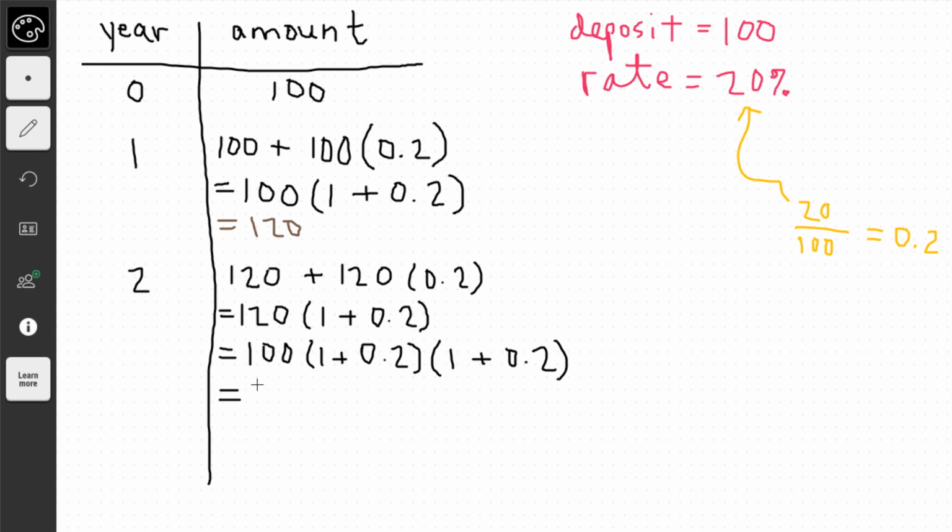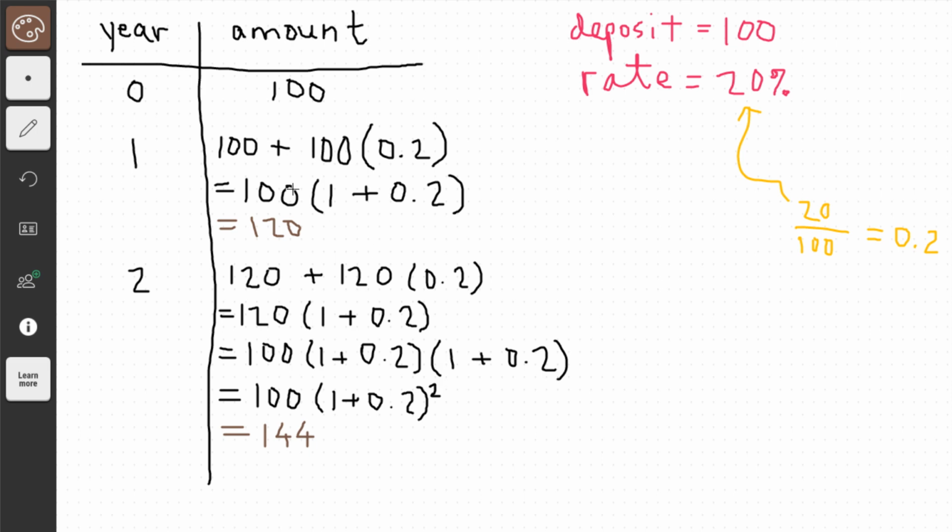Now, you've probably seen a situation like that before, where we multiply a number by itself, and there's a more efficient way of writing it. Instead of writing a number multiplied by that same number, we can just say it's going to be that number squared. There we go. So maybe we're noticing a pattern. Let's write this out. This is going to be 144 now. With the previous one, we started at 100. Then we did 100 times 1 plus 0.2. Then the next one was 100 times 1 plus 0.2 to the power of 2.